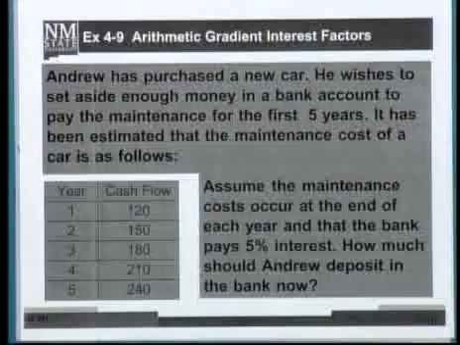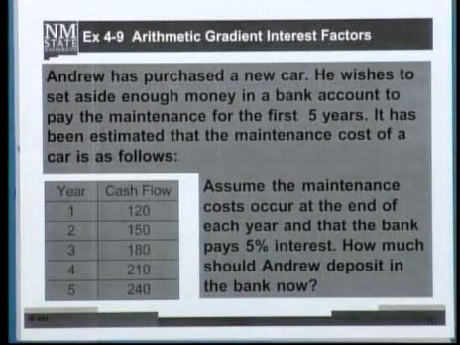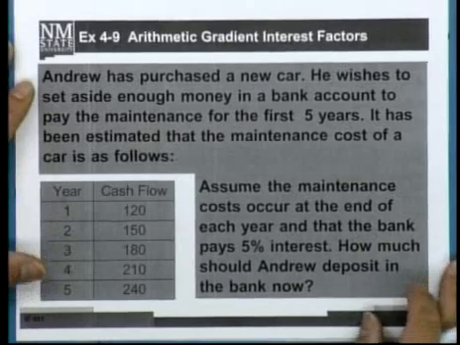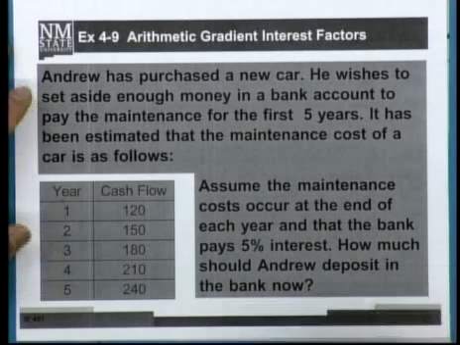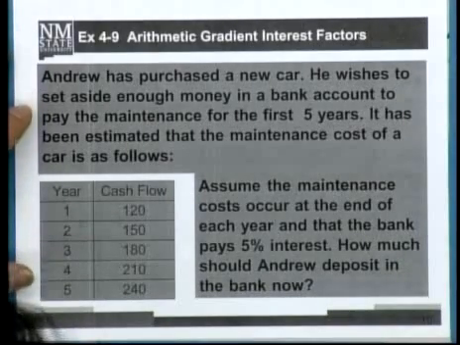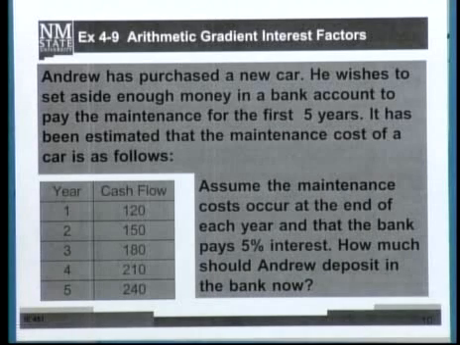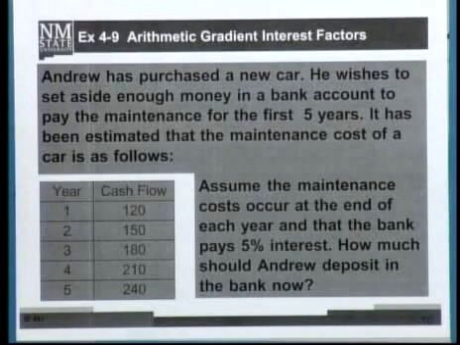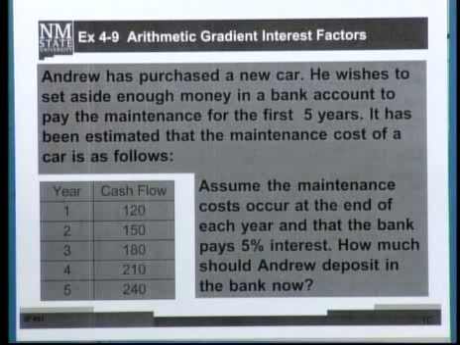And let's take example 4-9. Andrew has purchased a new car. He wishes to set aside enough money in a bank account to pay the maintenance for the first 5 years. It has been estimated that the maintenance cost of a car is as follows. Assume the maintenance cost occurs at the end of each year and that the bank pays 5% interest. How much should Andrew deposit in the bank right now?